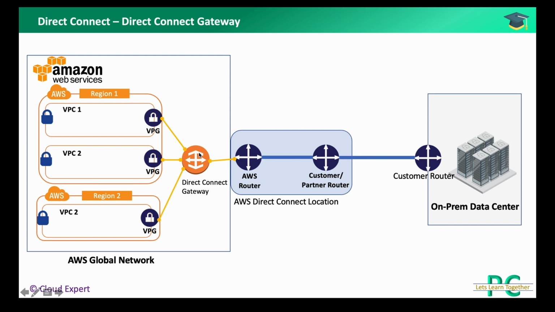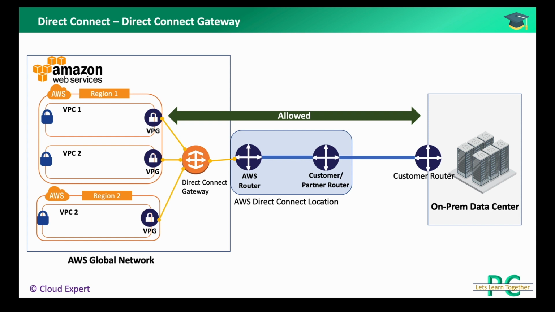Now there is one more limitation. Using a Direct Connect gateway, you can connect only 10 VPGs. If you have a requirement of 11 VPCs, that means there will be 11 VPGs. In that case, you have to provision one more Direct Connect gateway. One Direct Connect gateway will support only 10 VPCs or 10 VPGs.